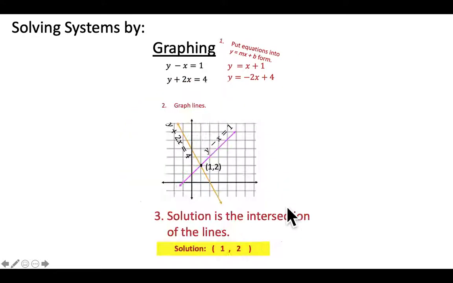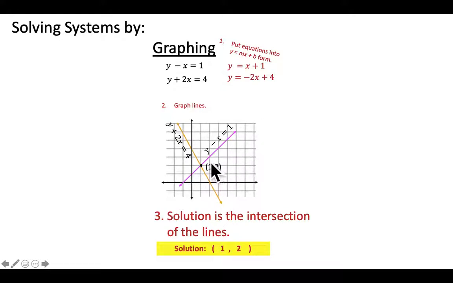So once we have them graphed, notice that the y-intercept for the purple line, which was the top one, was 1. The y-intercept for the yellow line was 4, as shown here. Notice that the slopes are correct in that this has a negative slope and this has a positive slope. The original equations are pasted onto this graph, not the y equals mx plus b format.